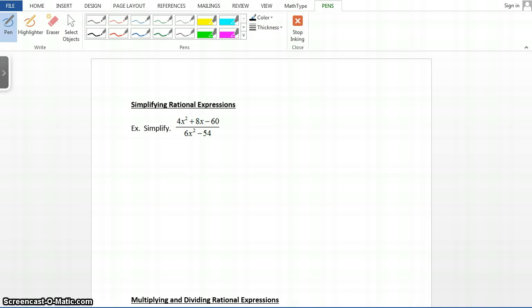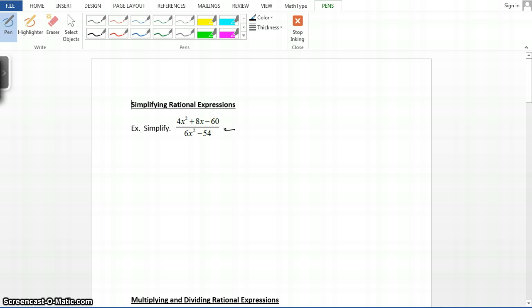Here's an example of simplifying rational expressions. The first thing you want to do, you need to factor the top and factor the bottom separately. A common error is that students want to cancel maybe the 4 with the 6 or cancel the x squared with the x squared, but you cannot just cancel one part of a term, especially if that term is added or subtracted to or from another term.